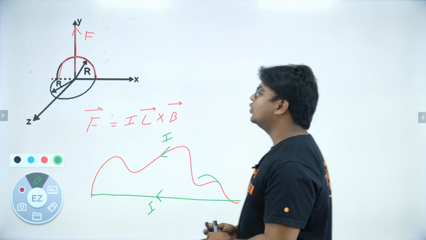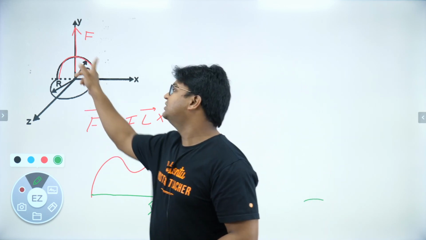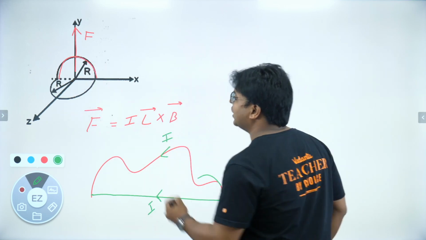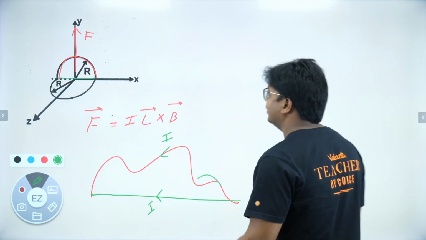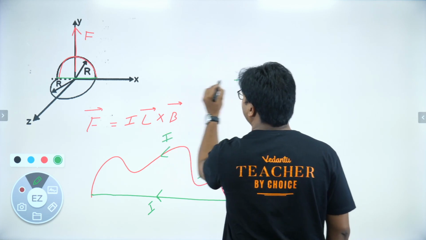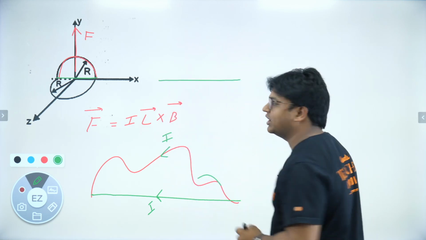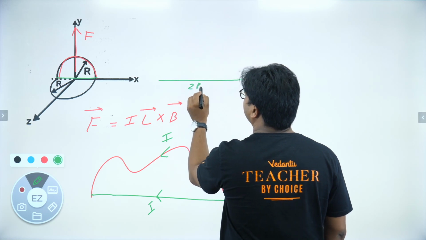So to know the force in this curved section, I'm going to assume that there was a straight current carrying conductor lying here. I'll just draw it here again. There was a straight current carrying conductor lying here. The length of this conductor was 2r.